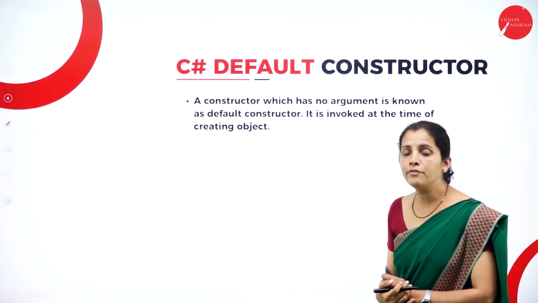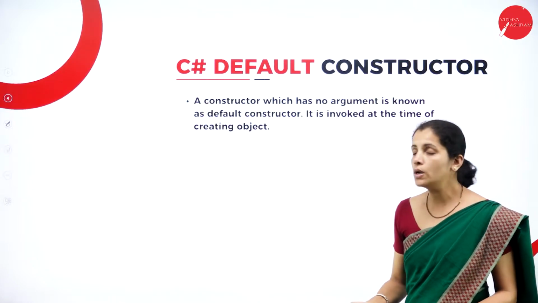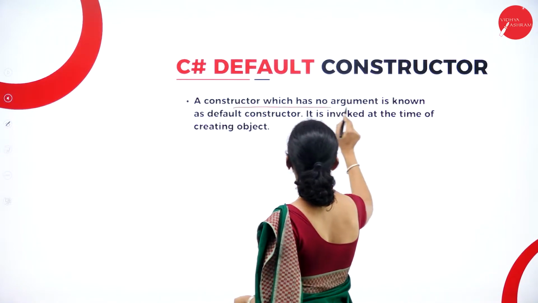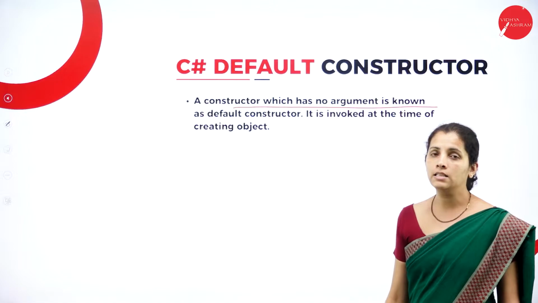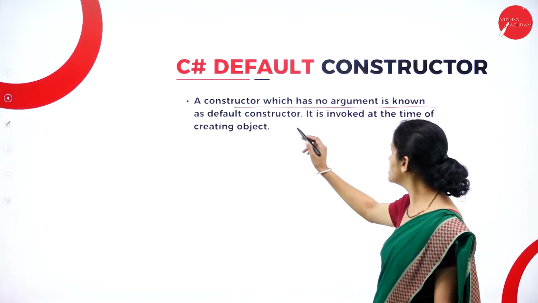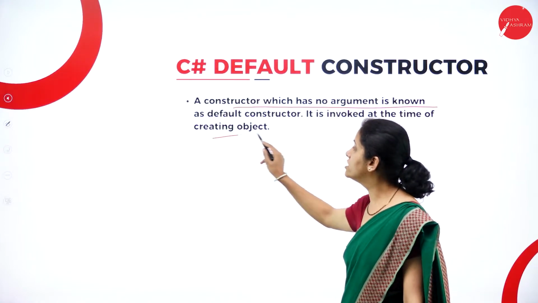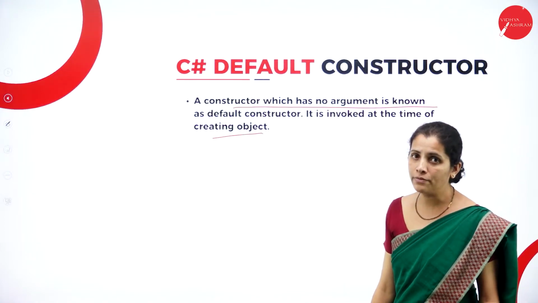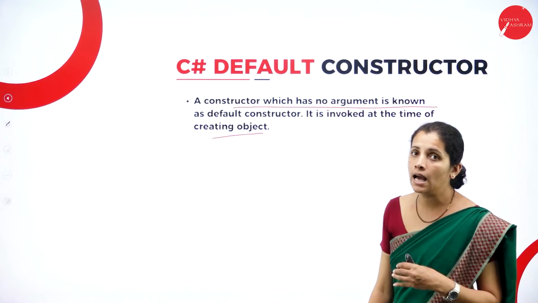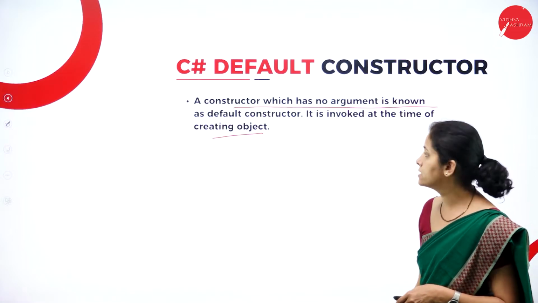So what is a default constructor? A constructor without parameters is known as a default constructor. So a constructor which has no argument. The constructor without parameters, in the sense of what? No argument, is known as a default constructor, and it is invoked at the time of object creation. That means when I create an object for that particular class, the constructor present in that class gets invoked, because the class name is the same as the constructor name.